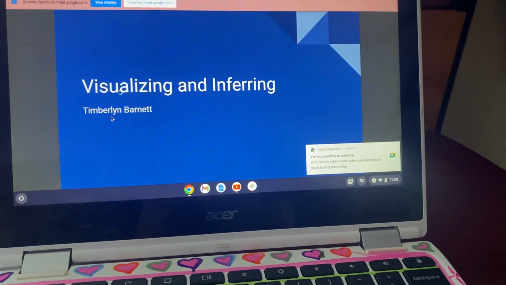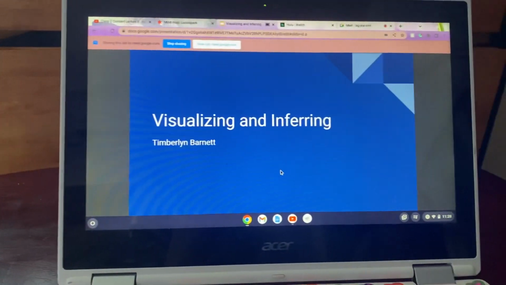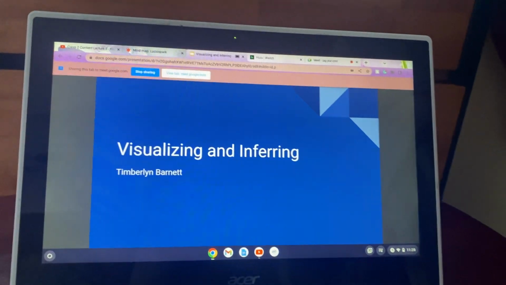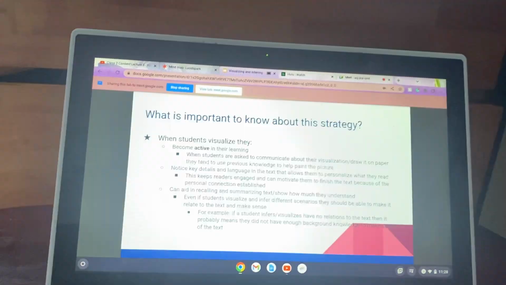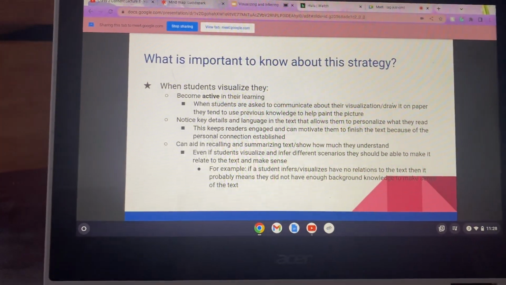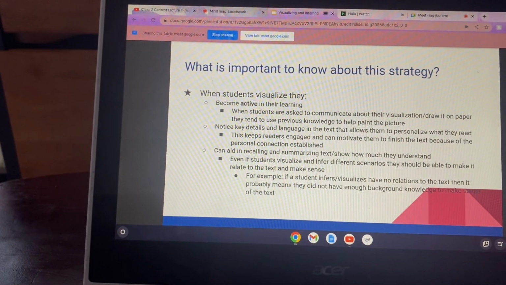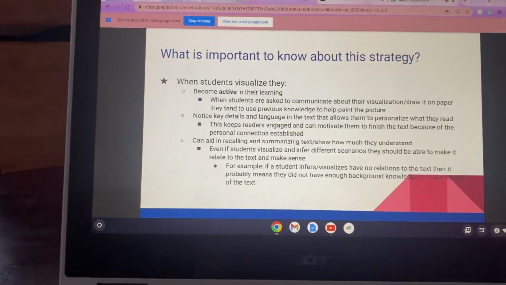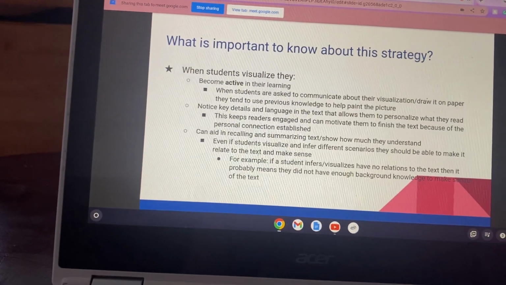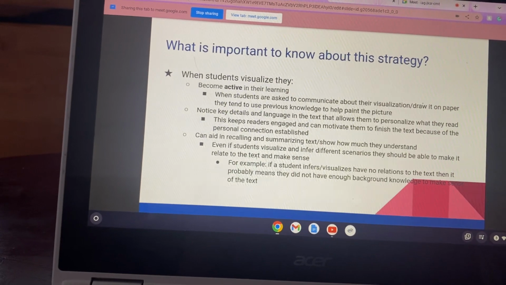So this is my presentation over visualizing and inferring, which actually are two of the biggest tools that help me in the learning process, especially in science. So starting out by what's important to know about this strategy. Visualizing is important for students to do during the learning process for whatever content they're engaging in. So when students visualize, they become active learners.